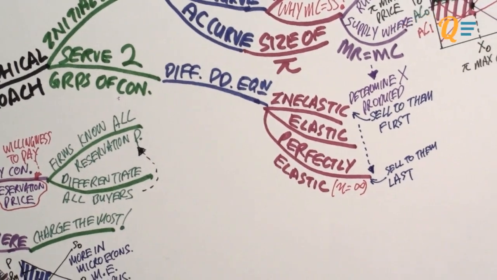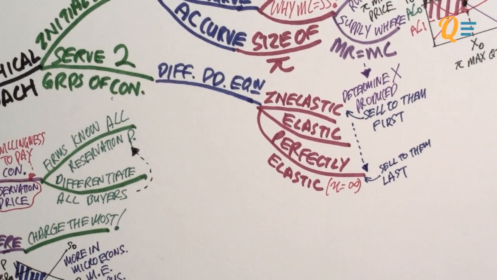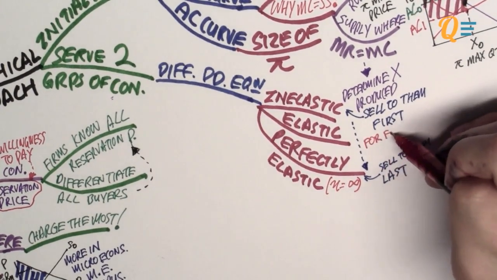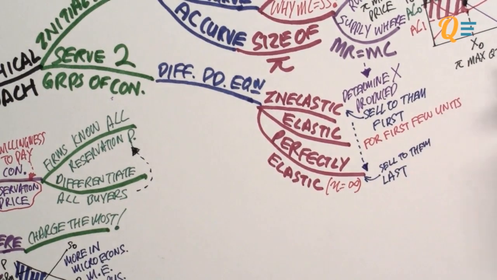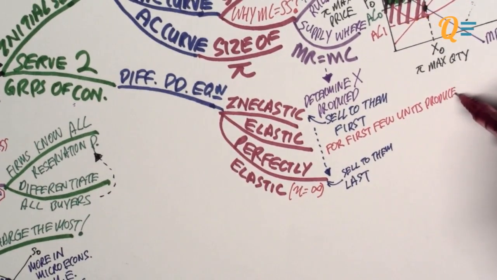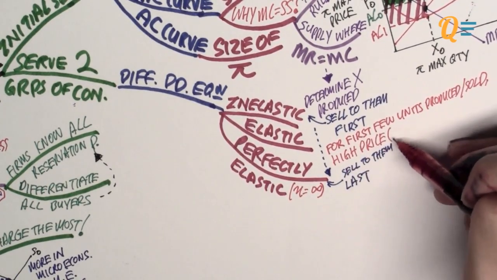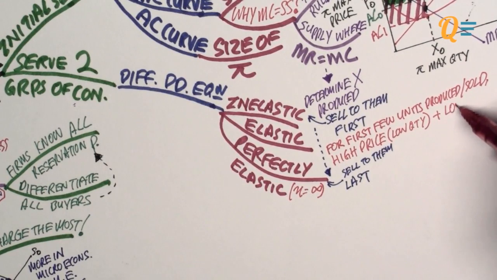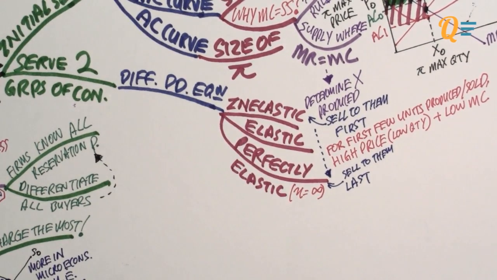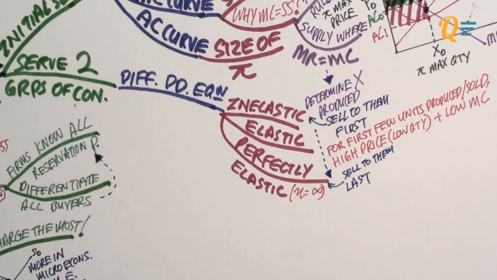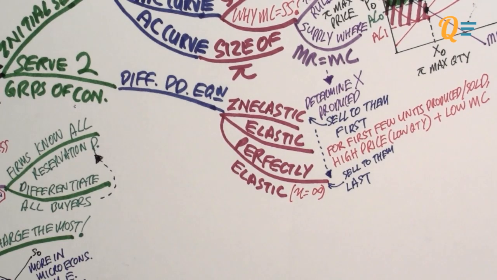So you might be wondering, why is this the case? Well, that's because for the first few units that the monopolist is going to produce and sell, the monopolist can actually sell at a higher price because there is a low quantity in the market. And also, at a low quantity produced, there is a lower MC. Well, that just means that it's more profit for the monopolist, right? So it makes more sense to serve the inelastic demand first.